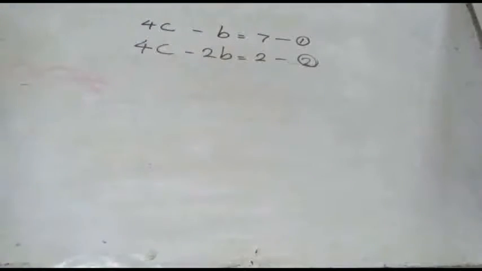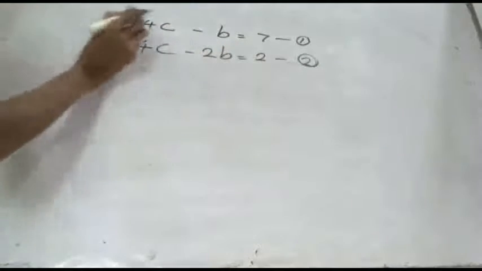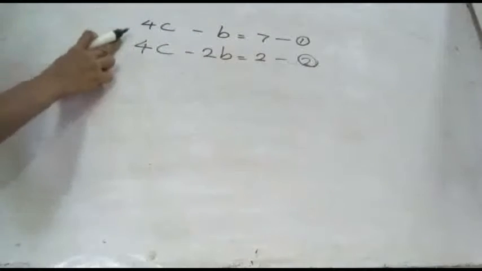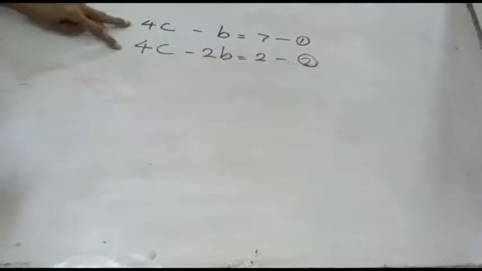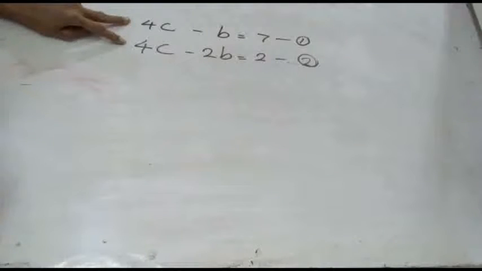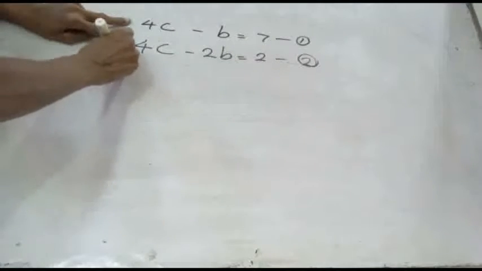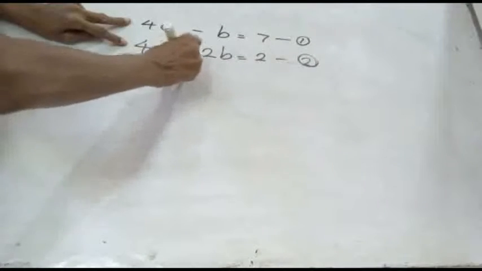Next question. 4c subtract b is equal to 7. 4c subtract 2b is equal to 2. Here the coefficients are not equal in b. Here the coefficients of c are equal and the signs are the same. To eliminate c, we subtract one equation from another. The second equation is subtracted from the first equation.